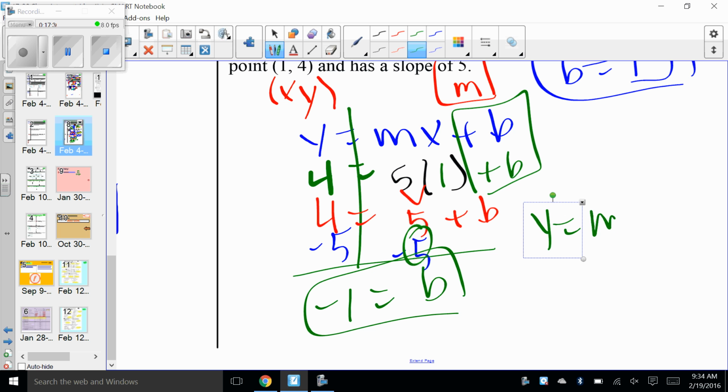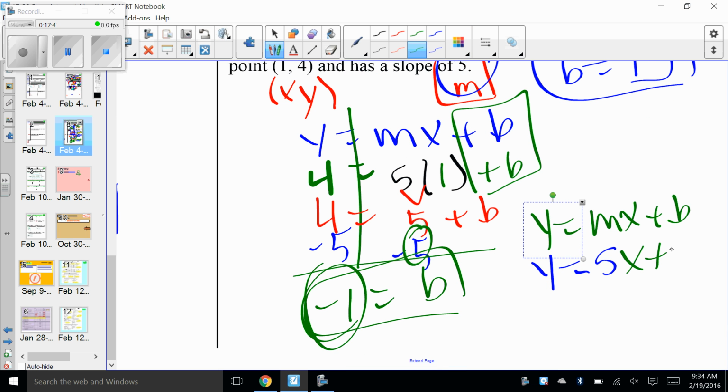So my final equation then, of course, y is a stop sign. My slope, which was given to me at the very beginning of the problem, is 5. X is a stop sign. My b value I just found is -1. My equation is y equals 5x plus -1. So that's what we were doing today, is how do we solve when we have 2 of the 3 parts.